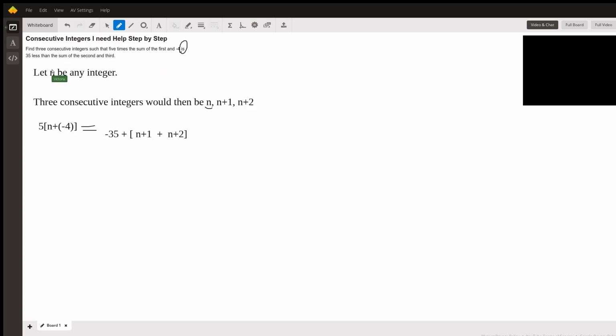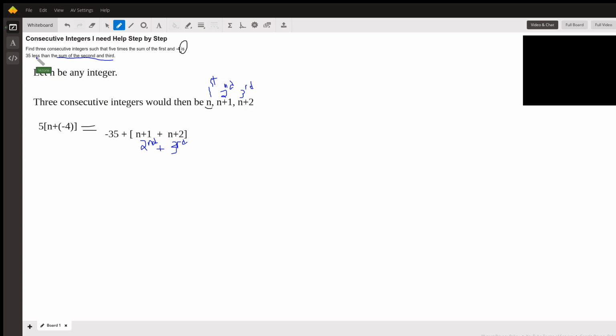Now, did we get that? So here's the sum of the second and third. That's here. This is the second. This is the third. Right? Here's the first integer. This is the second integer. This is the third integer. So we need the sum of the second and the third, which is what we have here.